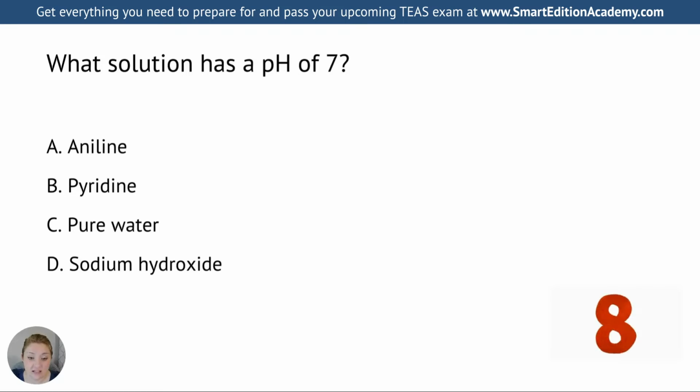Which solution has a pH of 7? We have a few different solutions here, but what we remember about our pH scale is that it goes from 0 to 14, and right smack dab in the middle is 7, which is pure water, a neutral solution. So good job. Those that said C, that is correct.